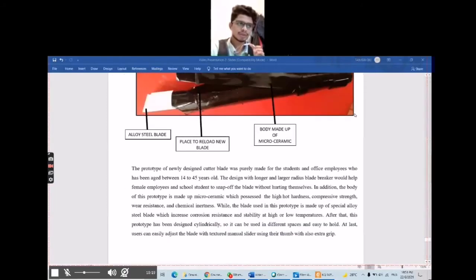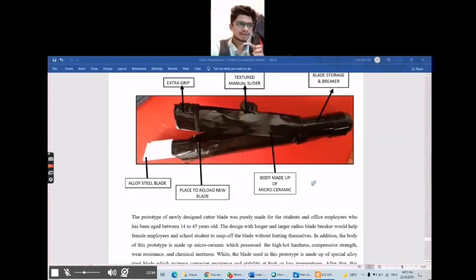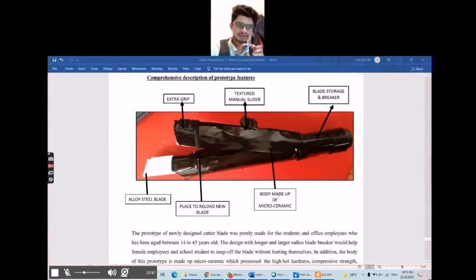The body of this prototype has been made with microceramic, which possesses high hardness, compressive strength, wear resistance, and chemical inertness. The blade is made of special alloy steel, which increases corrosion resistance and stability at high or low temperatures. This prototype is designed in a cylindrical shape, so it can be used in different spaces and users can easily hold the cutter blade. Lastly, users can easily adjust the blade with the textured manual slider using their thumb, with extra grip that we designed in this prototype.